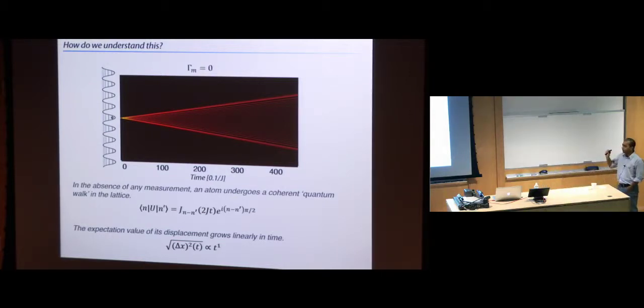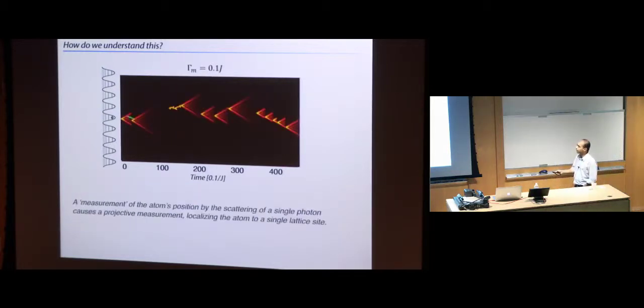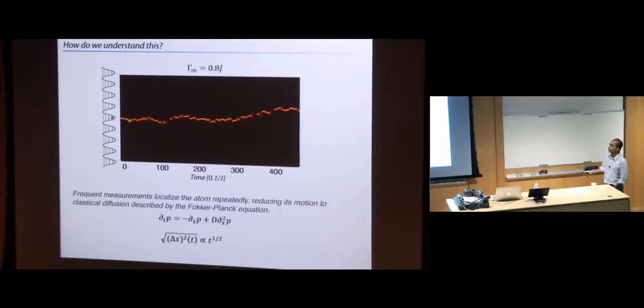Now, as I start occasionally measuring the location of the atoms, the atom begins to evolve and then scatters a photon, which immediately localizes it back into one lattice site. Then it starts to evolve in a quantum mechanical manner, then bang, it emits a photon which localizes it into some lattice site, and so on and so forth. Okay? So this is what happens under the influence of weak measurements. And of course, as I make the measurement rate larger and larger, the atom is more or less localized all the time, and it never actually evolves quantum mechanically. This kind of behavior can be very well described by a purely classical diffusive equation.